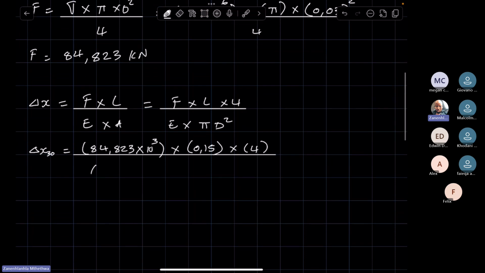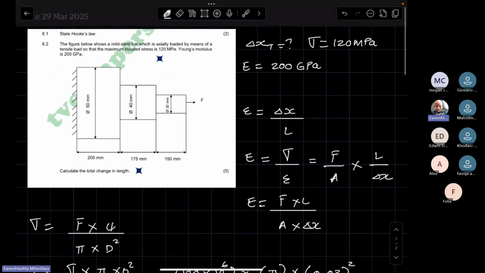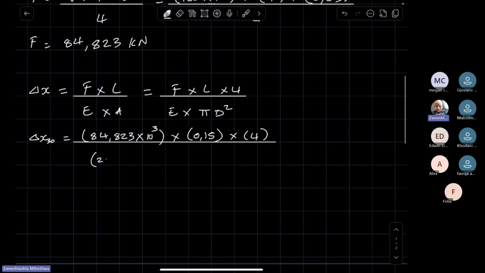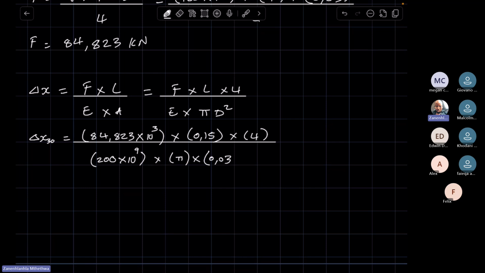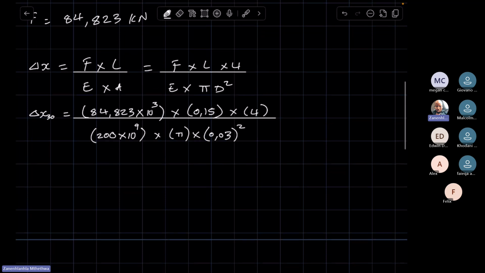So what is E equal to? 200 gigapascals. Remember, you have to substitute as pascals. Giga is times 10 to the 9 pascals. Times pi, the diameter is 30 millimeters, that's 0.03 squared. And you should get the change in x here. What is this equal to?